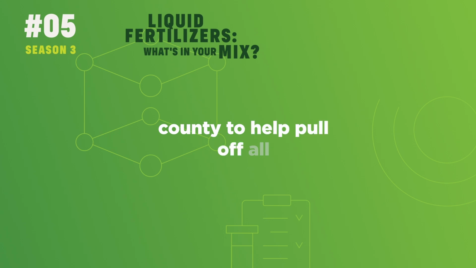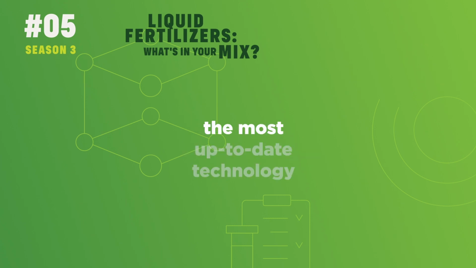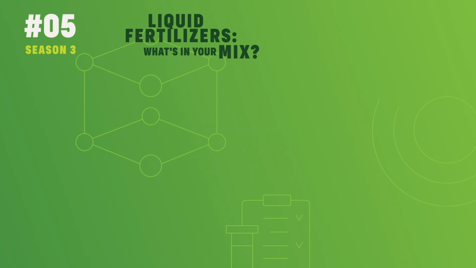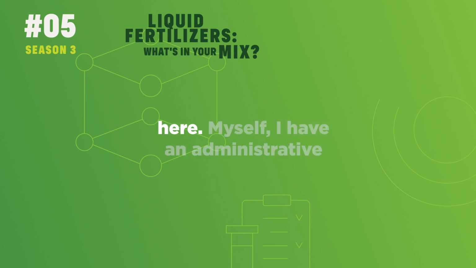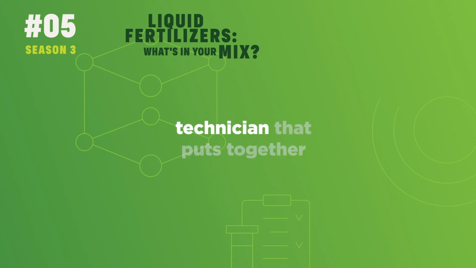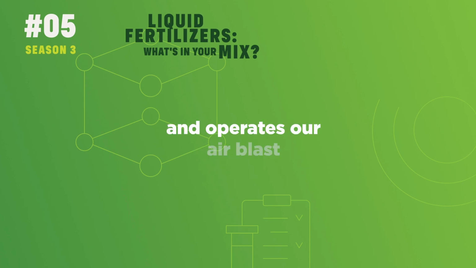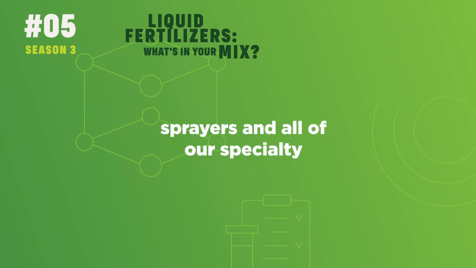To help pull off all of our breeding trials, and we also do production trials to help growers utilize the most up-to-date technology to grow fruit crops, it takes a lot of work, and I have an amazing staff. There's 12 full-time employees here. Myself, I have an administrative assistant. I have a full-time integrated pest management technician that puts together all of our insect, disease, and weed management programs and operates our air blast sprayers and all of our specialty sprayers.